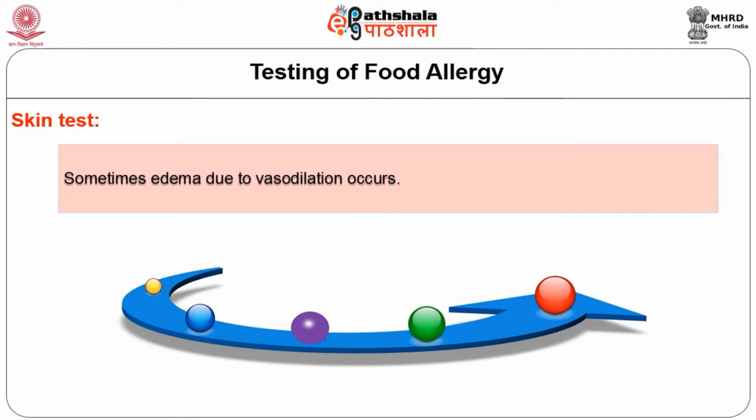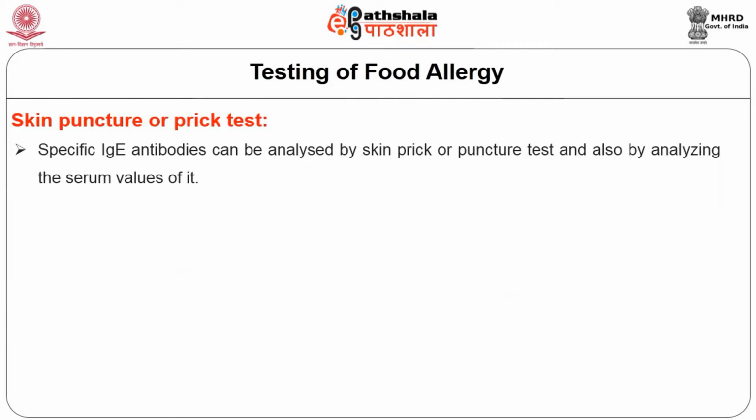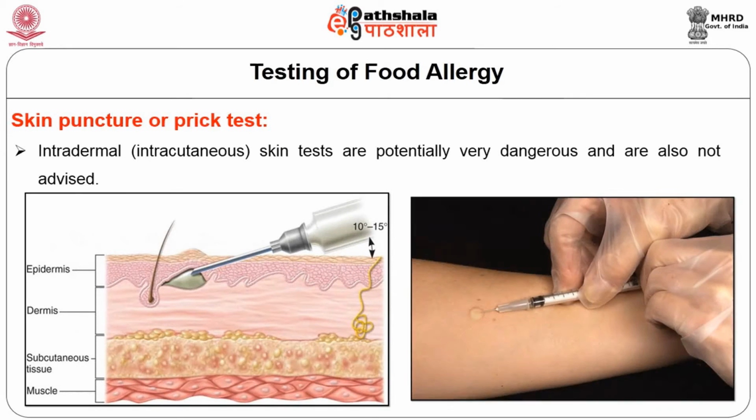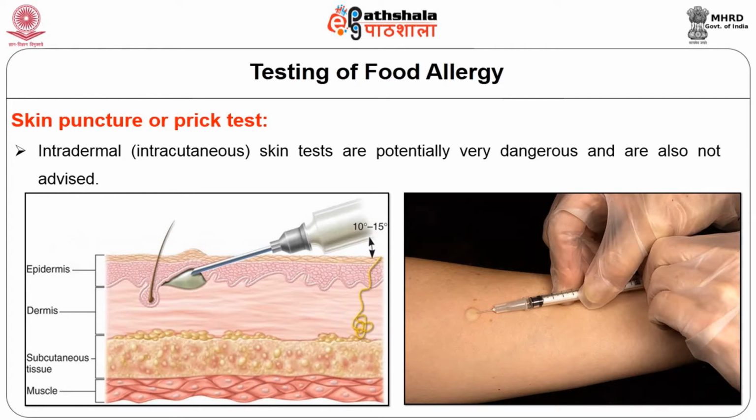Sometimes edema due to vasodilation also occurs. Specific immunoglobulin E antibodies can be analyzed by the skin prick or puncture test and also by analyzing the serum values. These tests are highly sensitive but not specific, and hence cannot be used for screening purposes. Intradermal or intracutaneous skin tests are potentially very dangerous and are not advised for diagnosis.